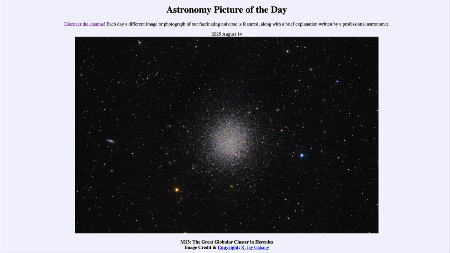So that was our picture of the day for August 14th of 2025. It was titled M13, the Great Globular Cluster in Hercules.